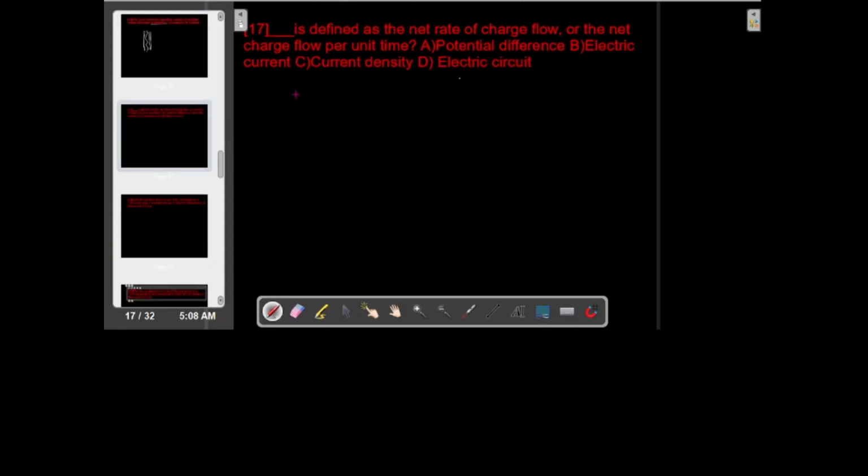Question 17 says, that is defined as the net rate of charge flow, or the net charge flow per unit time, all right? The answer, of course, here is current. Because I, when you have uniform flow, is equal to Q, which is the charge, over T. Right, so the correct answer for this question is option B. Right, let's move to the next, which says find the conductivity of the wire if the resistance of a 100-meter long wire is measured to be 8.2 ohms and the radius of the wire is 0.04 ohms.